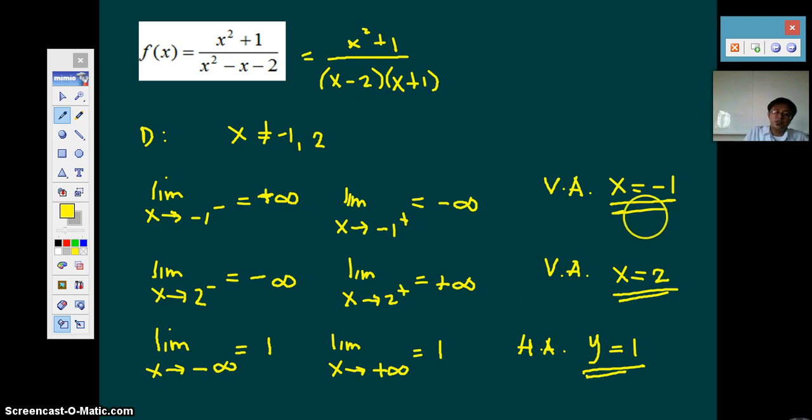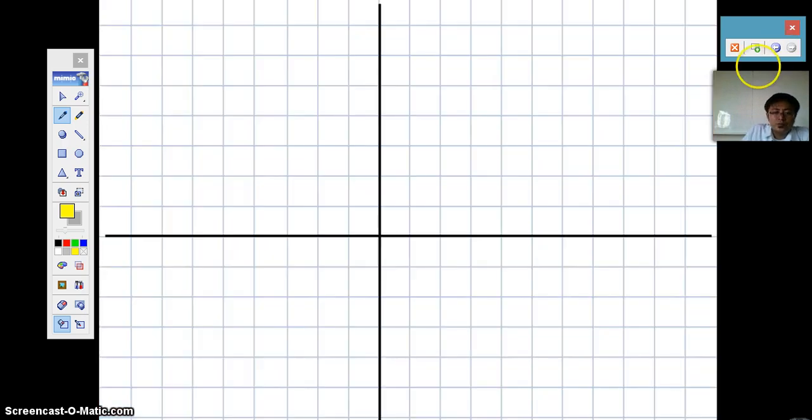Okay, so in graphing this, let's graph our asymptotes first and get some points left and right of the vertical asymptote, and connect the points following the behavior suggested by the limits. Okay, let's use this graph.